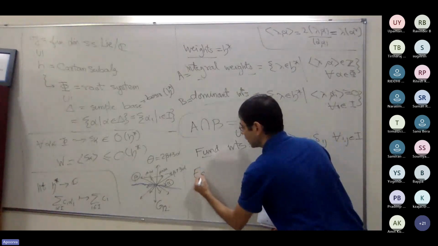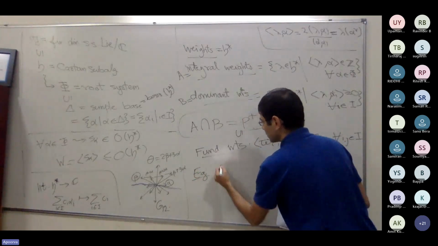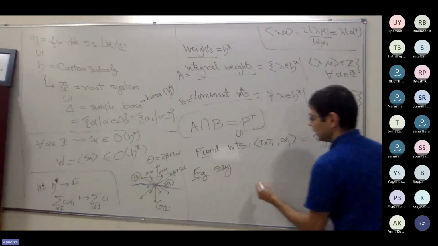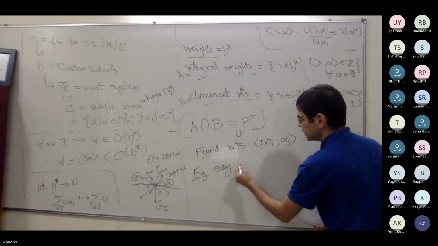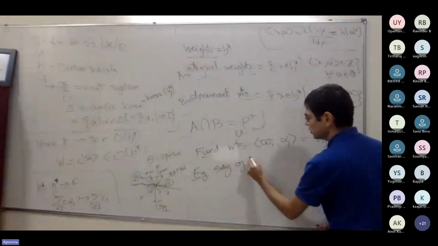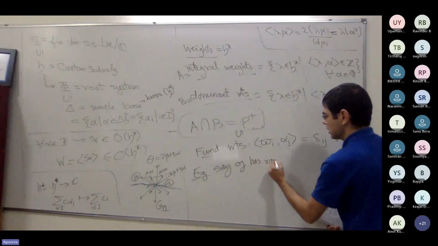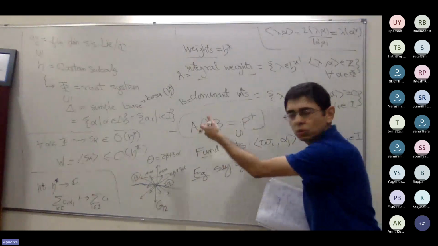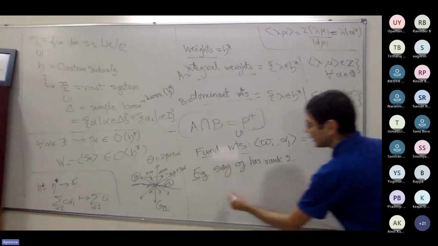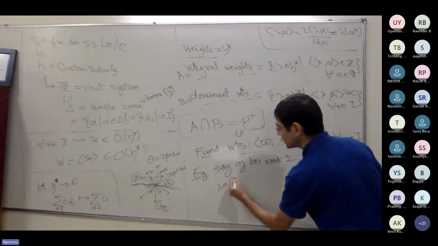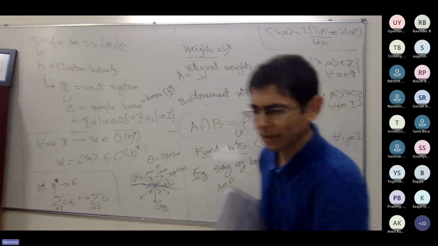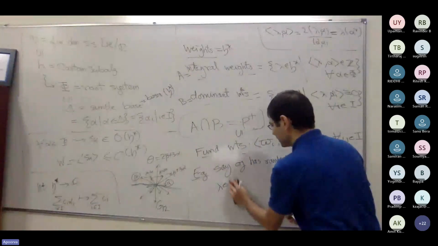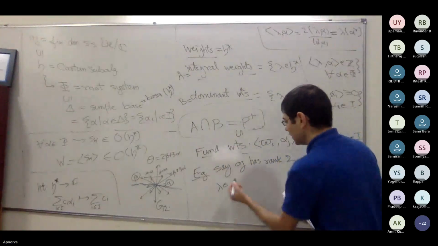Suppose, say, G has rank 2. For example, SL3 or type G2 or B2 or whatever. And I know that lambda is in H star. It's really in P plus.